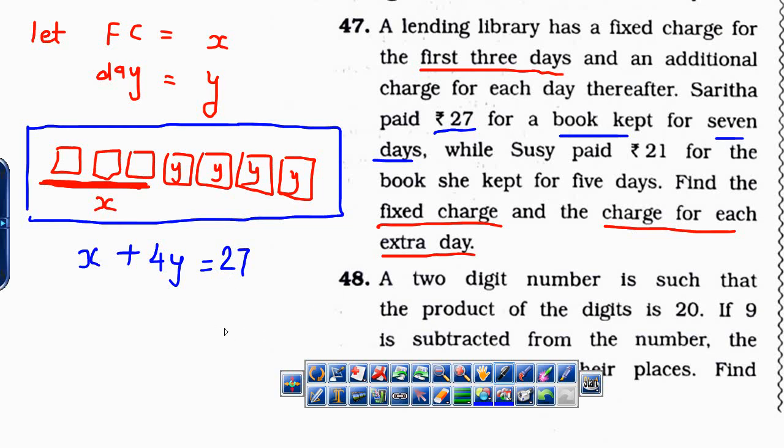While Susie paid 21 rupees for the book she kept for 5 days. तो 2 दिन निकाल दो, तो सूजी ने 5 दिन यूज़ किया, 3 दिन के लिए X रुपीज़, उसके बाद 2 एक्स्ट्रा दिन का 2Y. Do elimination, you will easily find the answer.